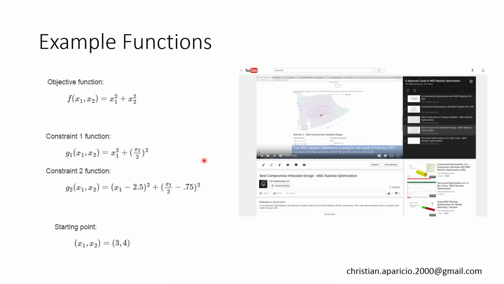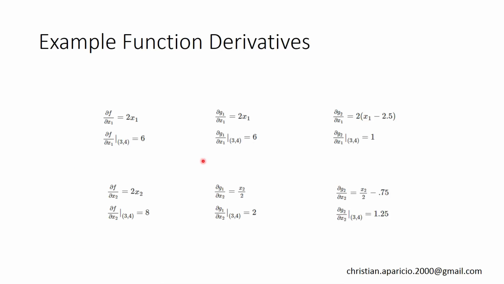create your sensitivity values. On the next slide, I've taken time to calculate the exact derivatives. So the partial of f with respect to x1 at this point 3, 4 is 6. And the same for f with respect to x2 at 3, 4, which is 8. I've done this for g1 and g2, and the values are here that you see. We'll use these values to confirm the sensitivities calculated by MSC Nastran.